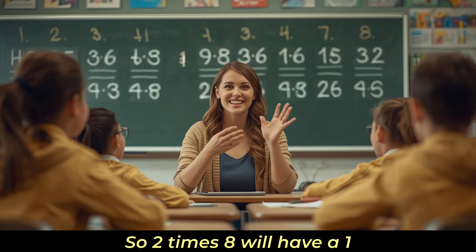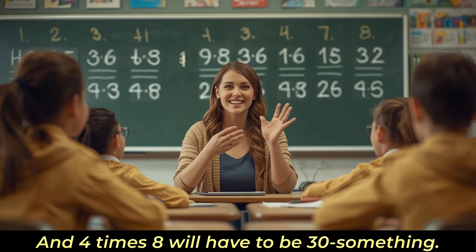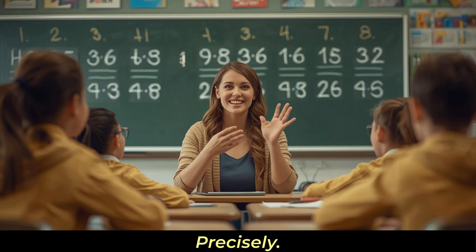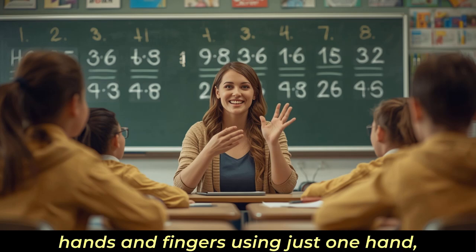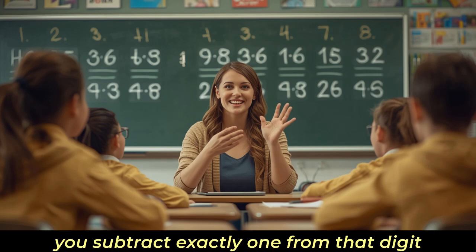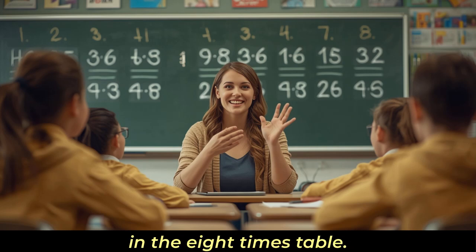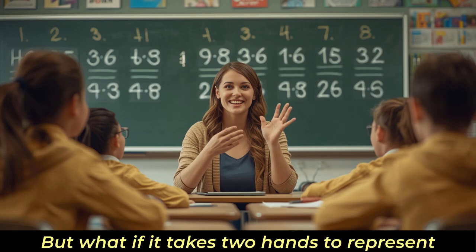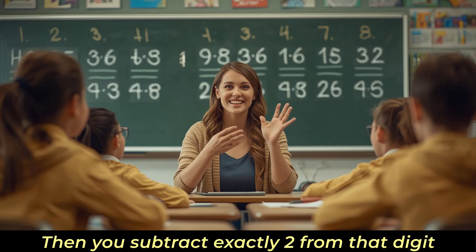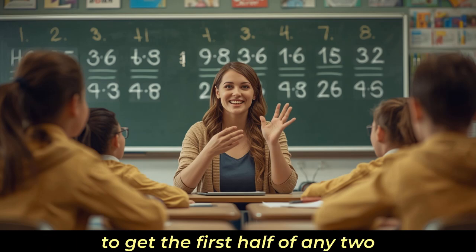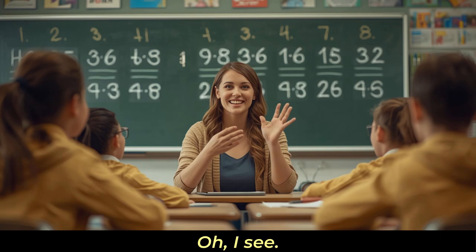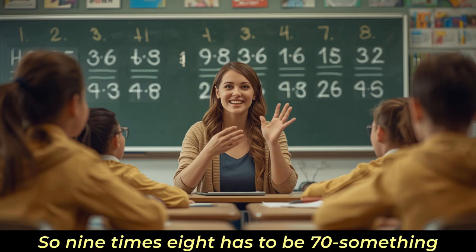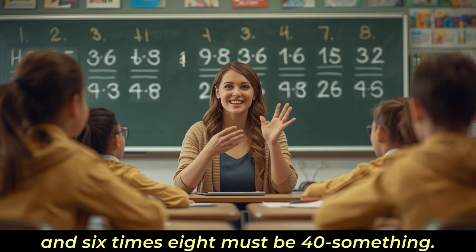So 2 times 8 will have a 1 in the tens place, and 4 times 8 will have to be 30-something. Precisely. If you can represent that digit on your hands and fingers using just one hand, you subtract exactly 1 from that digit to get the first half of any 2-digit product in the 8 times table. Fantastic! But what if it takes 2 hands to represent that digit on your hands and fingers? Then you subtract exactly 2 from that digit to get the first half of any 2-digit product in the 8 times table. Oh, I see. So 9 times 8 has to be 70-something, and 6 times 8 must be 40-something.